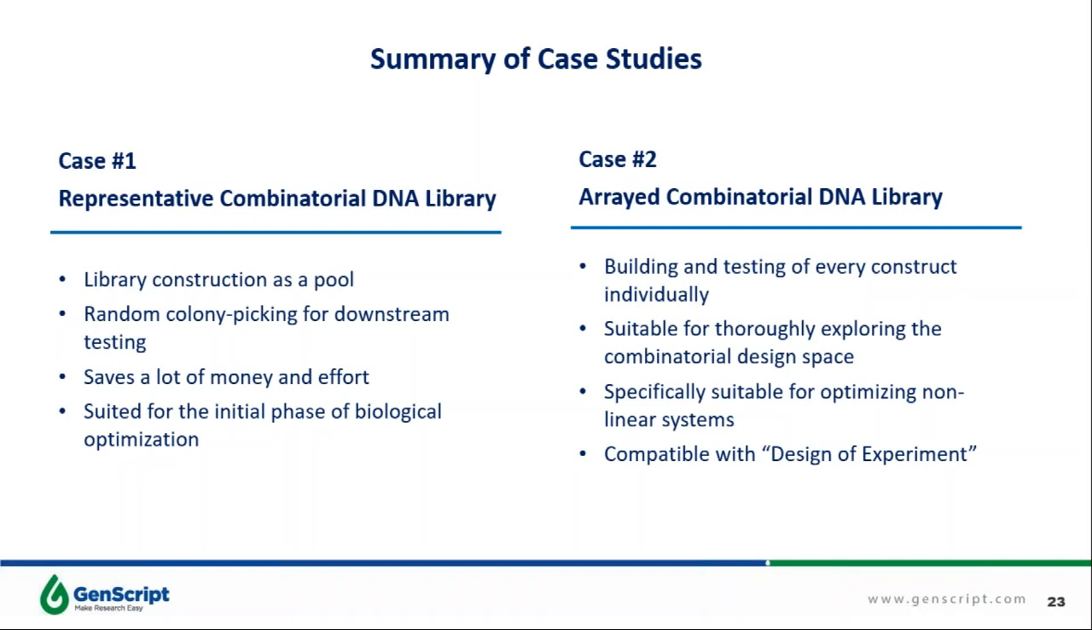In the second project, we build and test every construct individually, so we call it an arrayed combinatorial DNA library. This kind of library can help us very deeply explore the design space and is thus suited for optimizing nonlinear systems. The number of variants that can be tested with an arrayed library is smaller than with the representative library, since it is more costly and labor-intensive to build every construct individually. If the total number of combinations in your library is more than 1000, we suggest that you use design of experiment to reduce the library size.